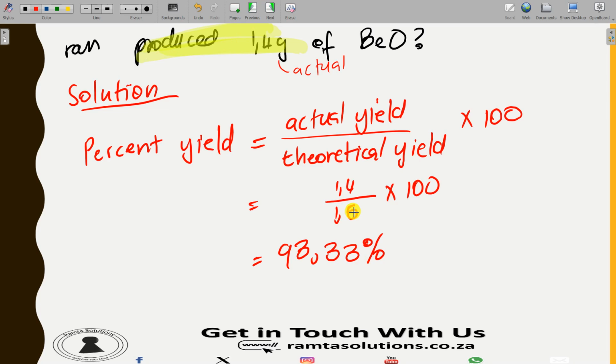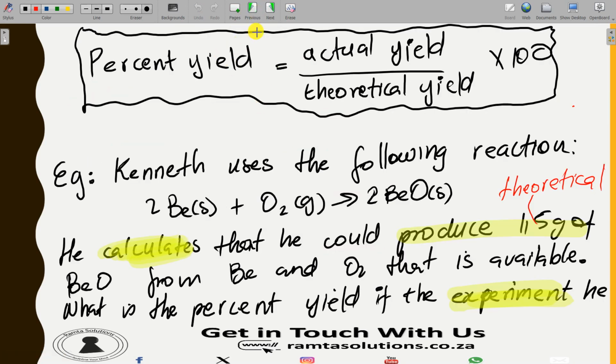Oh, if I am a plant manager, I can do with this. As you can see, this is not far from 100%. So it means I'm not losing much of my material. I'm not losing much of my beryllium. And I'm also not losing much of oxygen. So it means I should trust my engineers. They are the best.